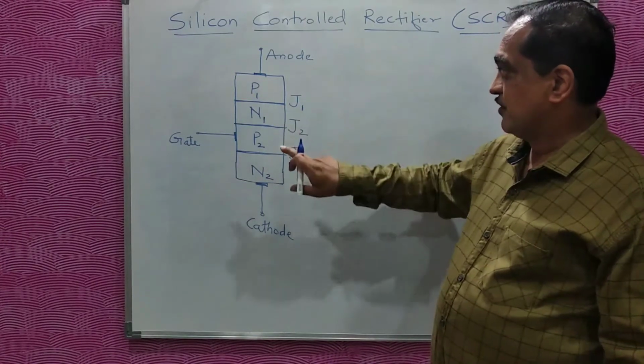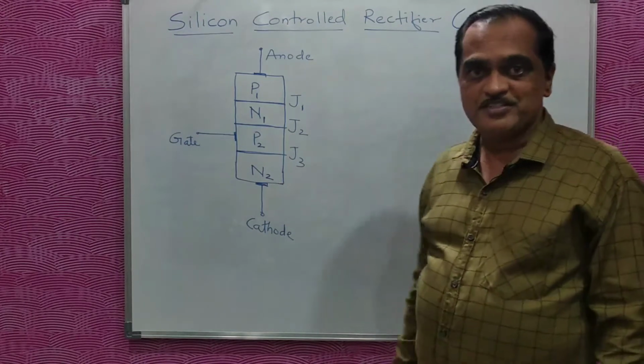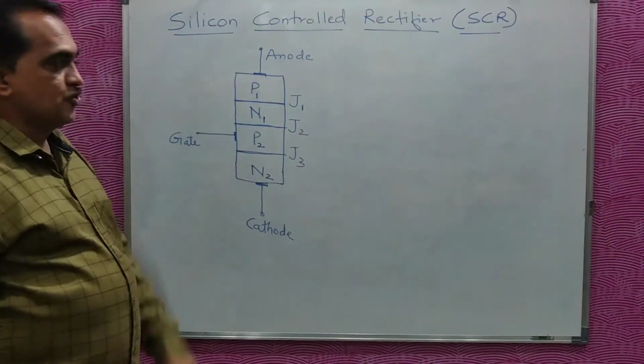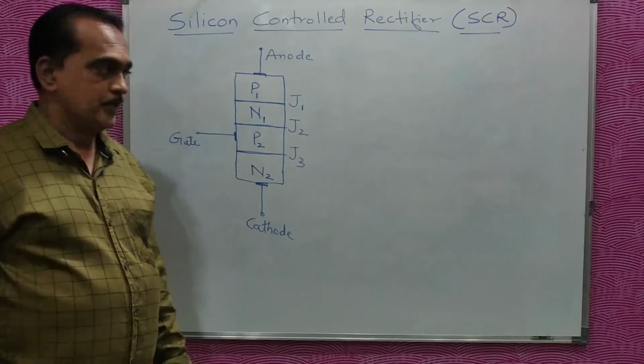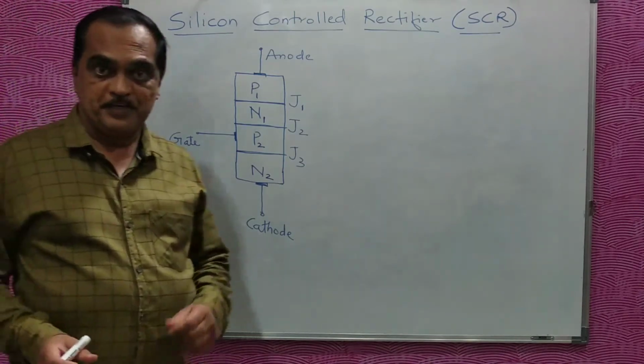The first junction is here, which is J1. The second junction is here, which is J2. The third junction is here, which is J3. Now, this is the construction of an SCR, silicon controlled rectifier. It is made up of silicon and it provides controlled rectification.